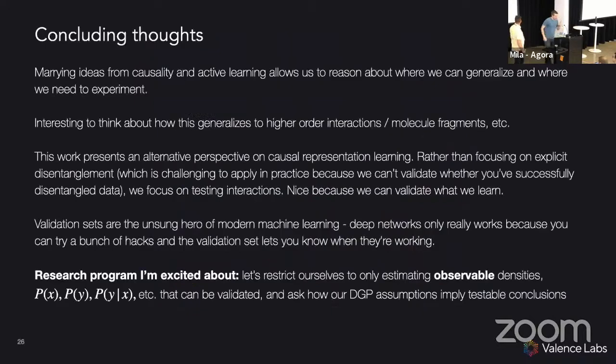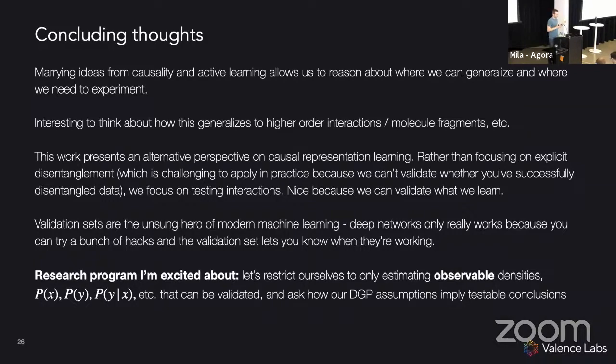And then finally, just some concluding thoughts. I think what's nice about this project is it marries ideas from causal inference and causal representation learning, which allows us to reason about where we can generalize and where we don't expect to generalize, and then design our experiments to go where we don't expect to generalize. I think it's interesting to think about how this generalizes to higher order interactions, so things like molecular fragments. We can probably think about those in the same framework.